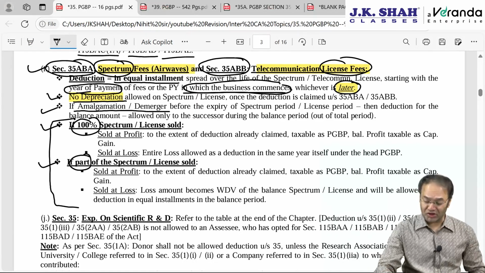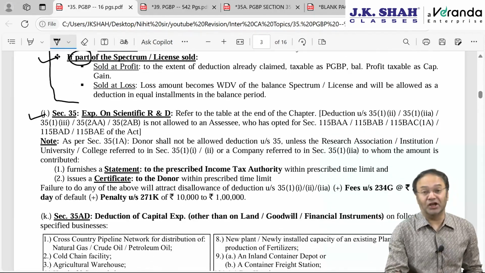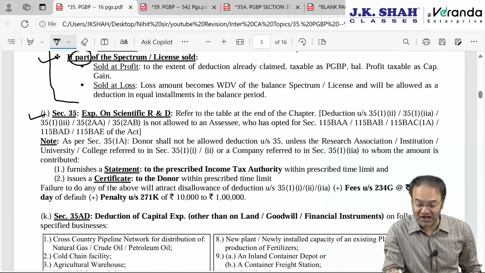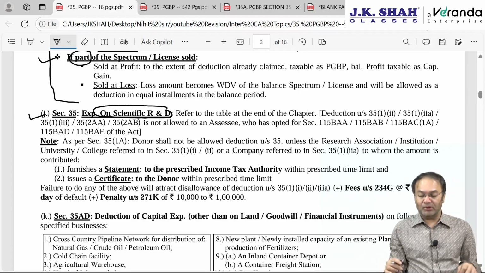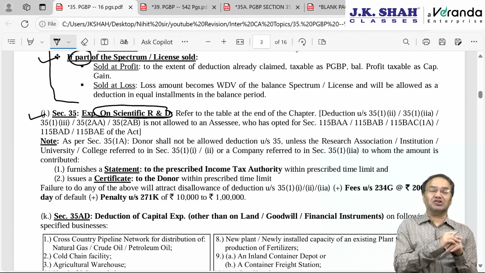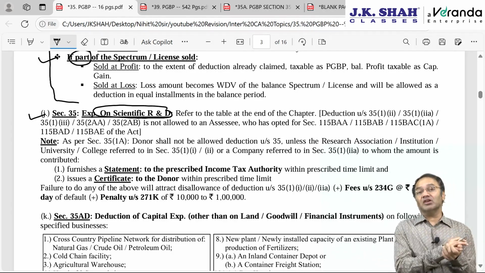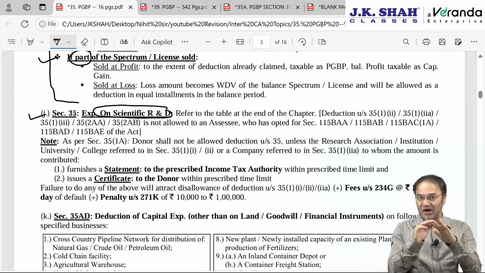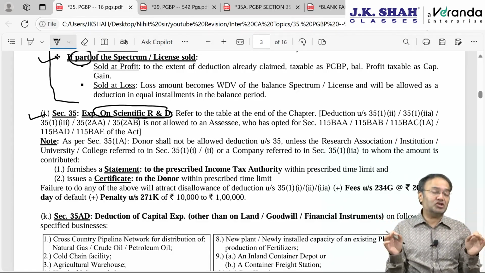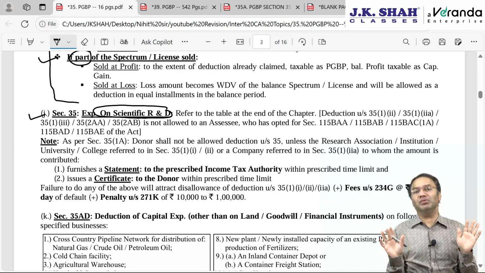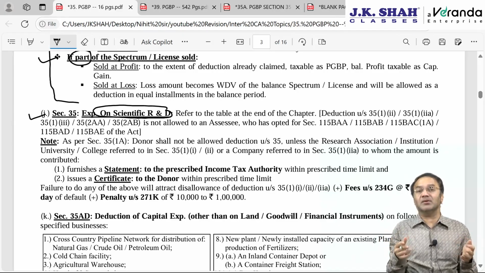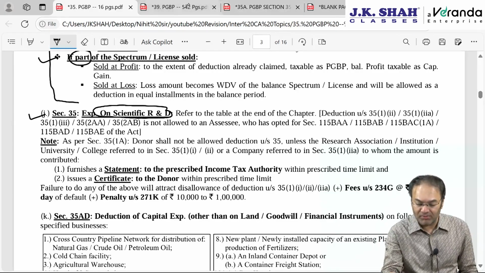Now the next is section 35. Section 35, deduction on account of expenditure on scientific R&D. Scientific R&D is defined separately, but there is no need to refer to the definition in section 43. However, scientific R&D expenditure is divided into two categories. Deduction is allowed only if the assessee has PGBP income, because section 35 is a part of the PGBP chapter. Let me explain it to you.